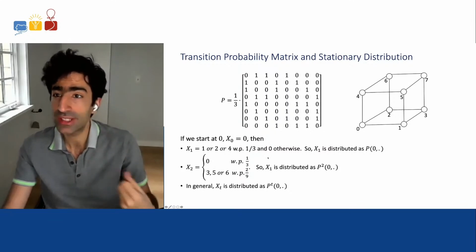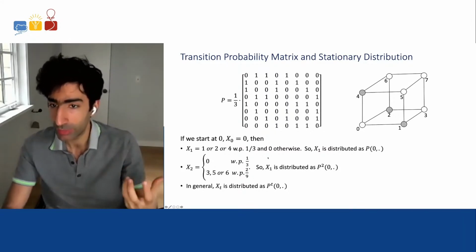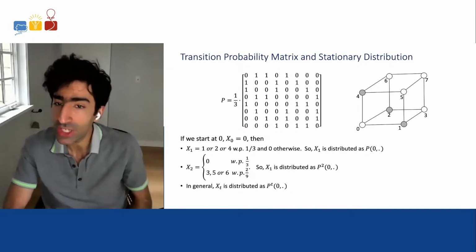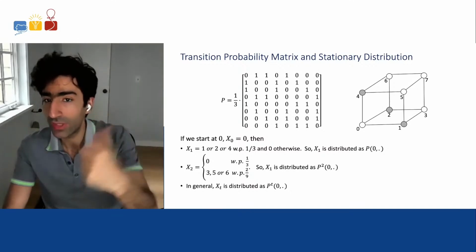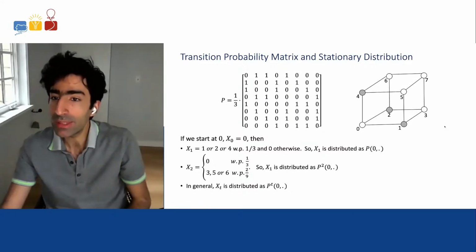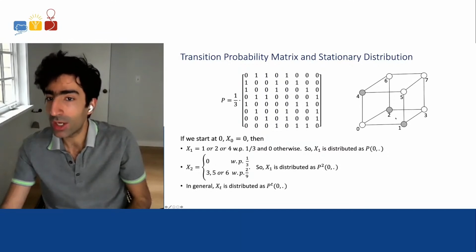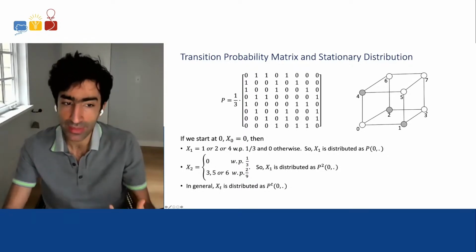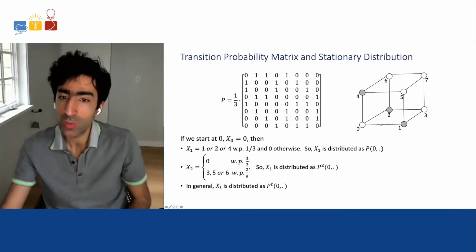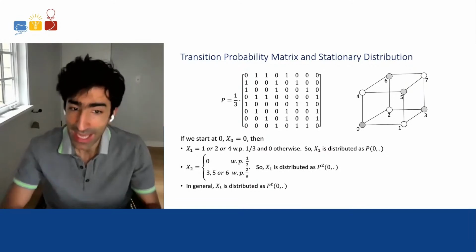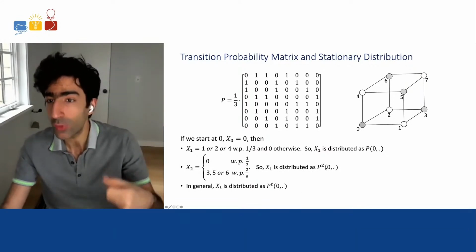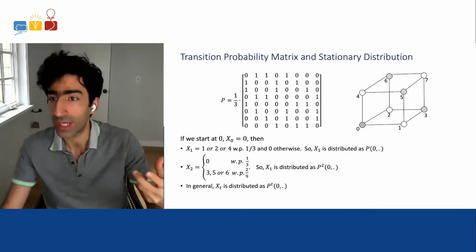How about your location at time 2? So now you will be at 1 with 1/3, at 2 with 1/3, at 4 with 1/3. Where will you be in the next step? For example, you will be in 3 if you are in 1 or 2 and then come to 3. So you'll be in 3 with probability 1/3 times 1/3 plus 1/3 times 1/3. So it's going to be 2/9. The probability to be at 3, 5, or 6 is 2/9. And then with probability 1/3, you're going to come back to 0. So your distribution would look like this. And in fact, it is distributed according to the 0th row of the matrix P squared.